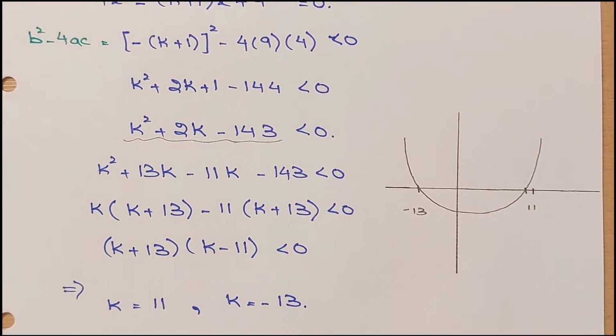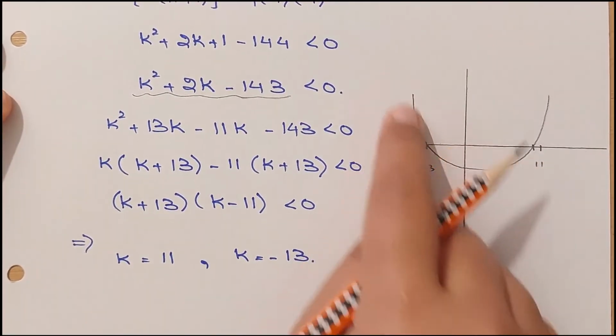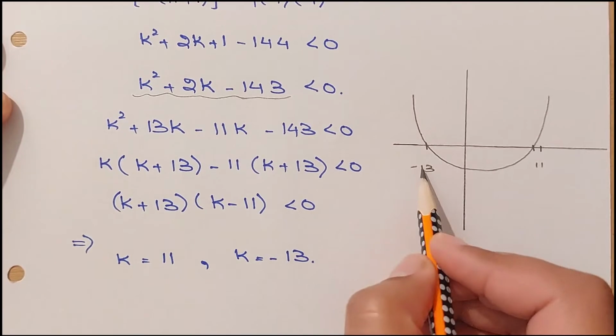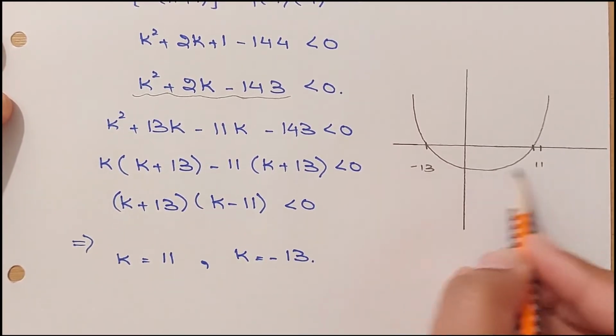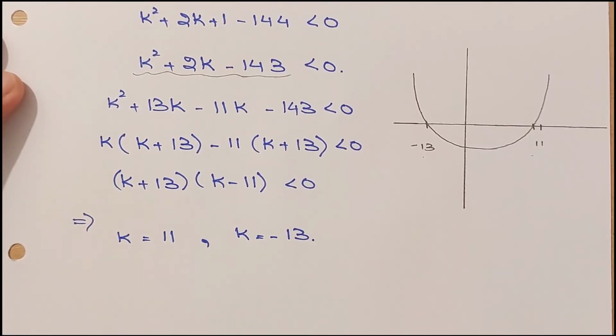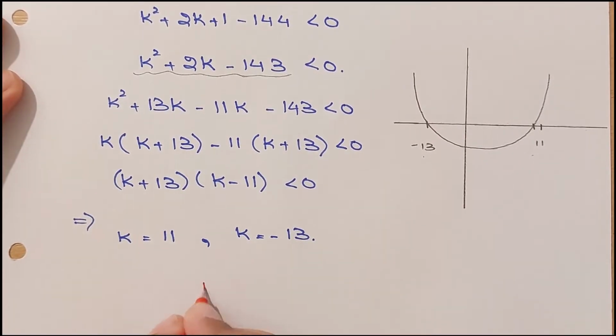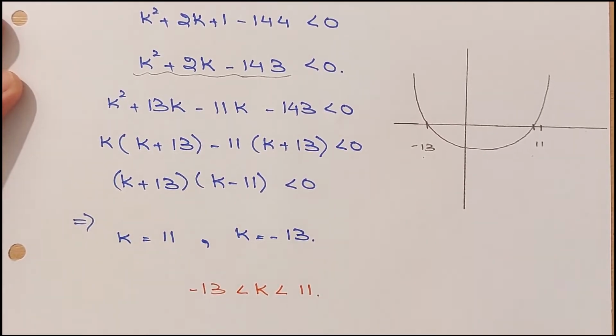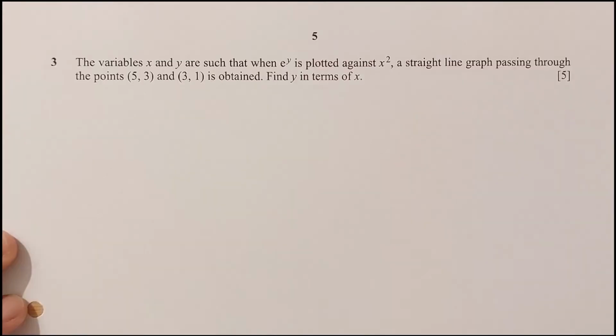Now we have to find the points where the curve is less than 0, the lower part. So the curve is less than 0 when the k values are between minus 13 and 11. So we can say that k is between minus 13 and 11, that is, minus 13 is less than k is less than 11. The line does not meet the curve.